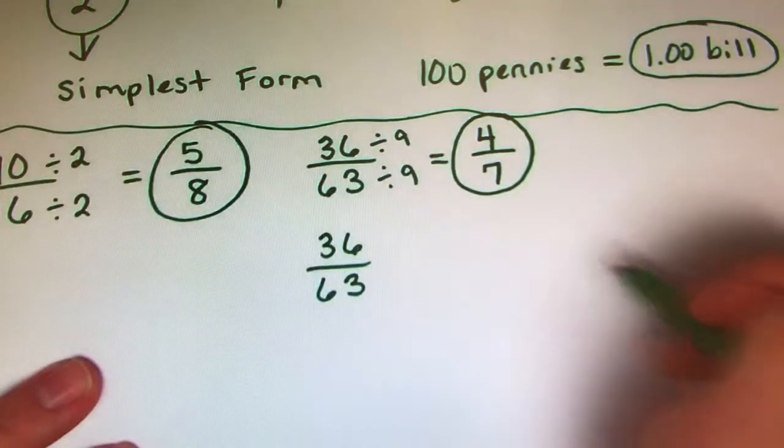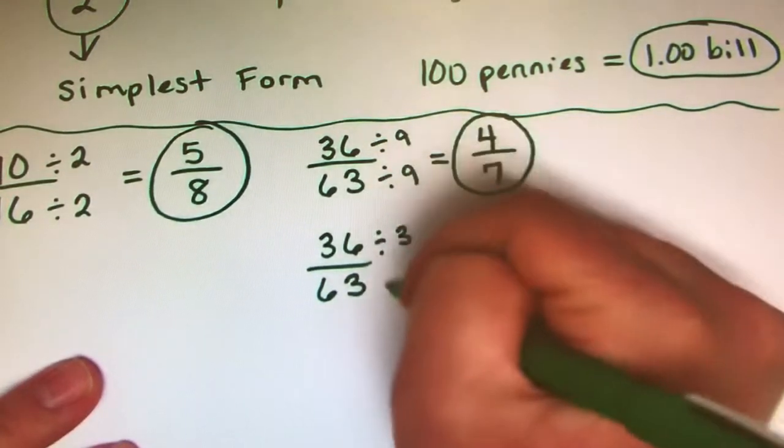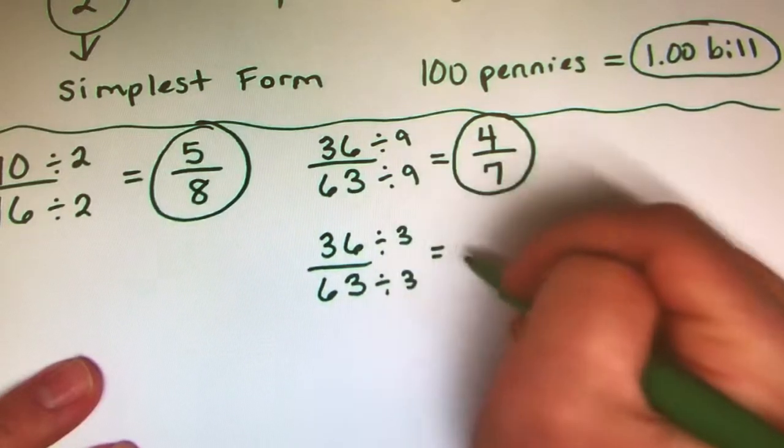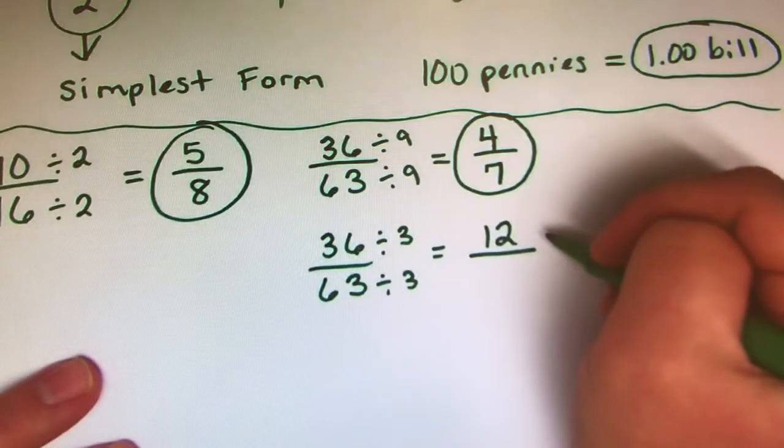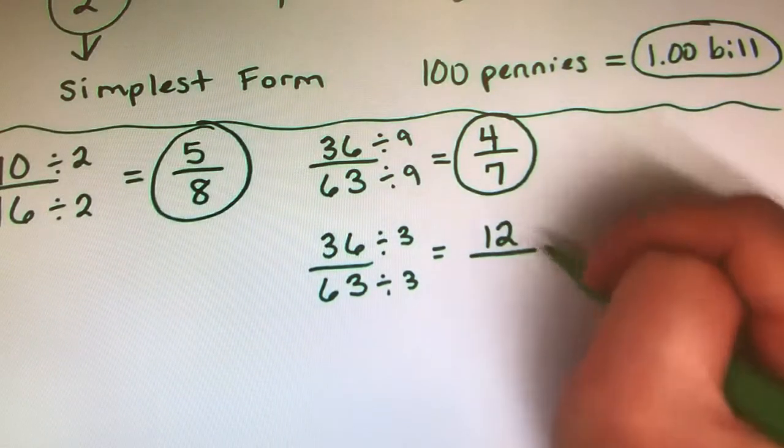Let's say I didn't pick 9. Let's say I picked 3 at first. Divide them both by 3. 36 divided by 3 is 12. What is 63 divided by 3? 21.